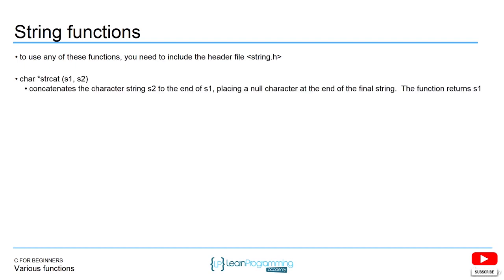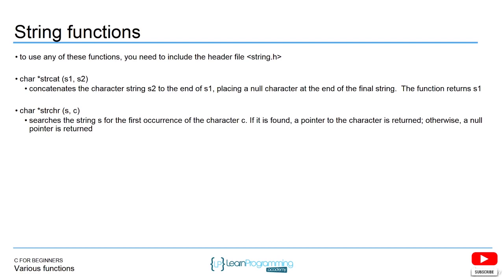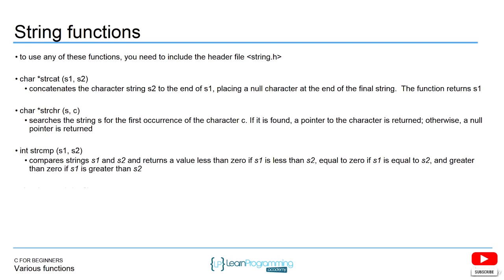We talked about strcat. strcat concatenates two strings. It takes two parameters, two character pointers, and it will return a character pointer, concatenating one to the other. It places a null character at the end of the final string, and the function returns s1. strchr searches a string for a character. This will return a character star as well. It's a good way to search. We talked about this quite a bit with strcat.